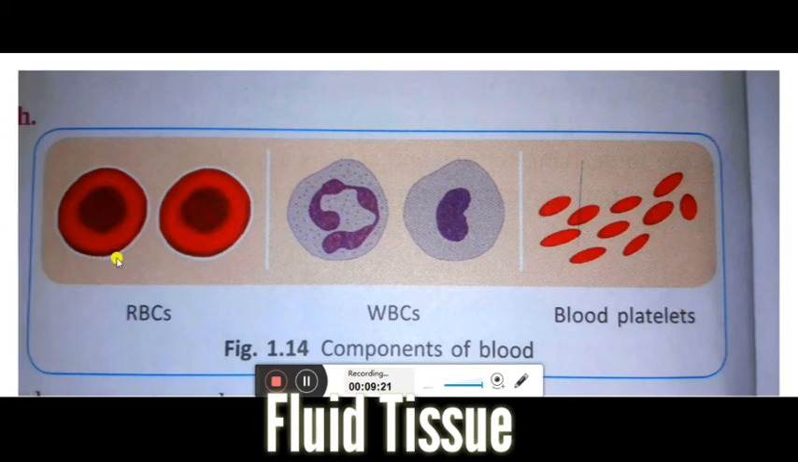RBCs basically carry oxygen because they have hemoglobin. WBCs fight against diseases. And the blood platelets help in the clotting of the blood.